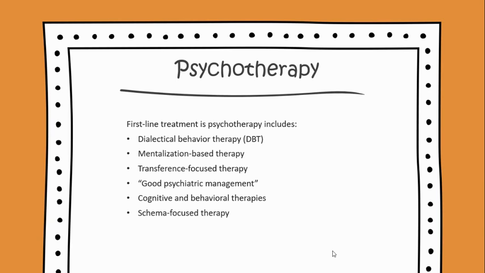Psychotherapy. First line treatment for psychotherapy includes dialectical behavior therapy, mentalization based therapy, transference focused therapy, good psychiatric management, cognitive and behavioral therapies, or schema focused therapy.